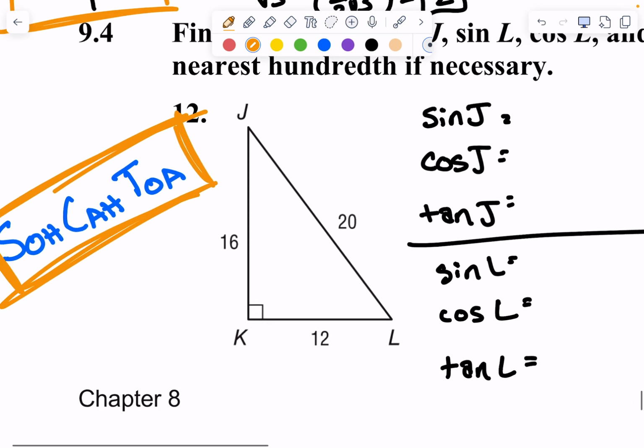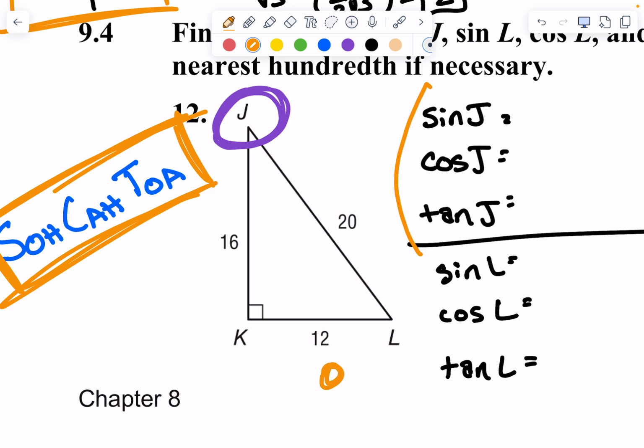Okay, J. These first three are referring to just J, so I circle J. When I'm looking at J, which side is opposite from J? 12. Which one is the hypotenuse? 20. Which one's the adjacent? 16. Okay, so when I do sine, I do opposite. Sine is opposite over hypotenuse. You see that? O over H. What's the opposite? 12. Hypotenuse is 20. So it goes 12 over 20.